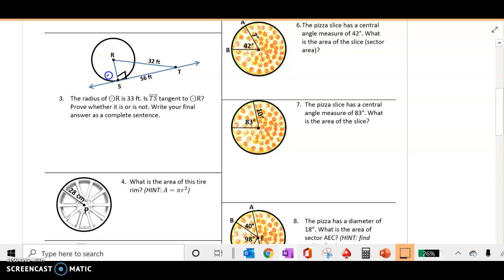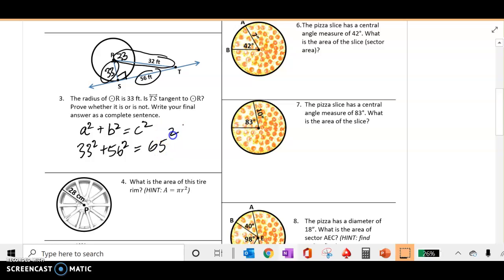It said the radius is 33 feet, so I'm going to label that 33 feet. Well, if that's 33, then this portion right here must be 33 as well. So I'm going to use the Pythagorean theorem here to prove if this is a right triangle or not. If it's a right triangle, then a squared plus b squared must equal c squared. And we'll check to see that it does. So our legs are going to be a and b, so 33 squared plus 56 squared must equal, I'm just going to add those two together, 33 and 32 make 65, so 65 squared.